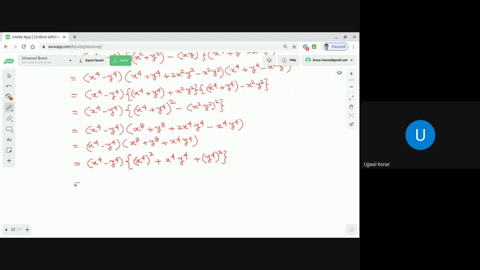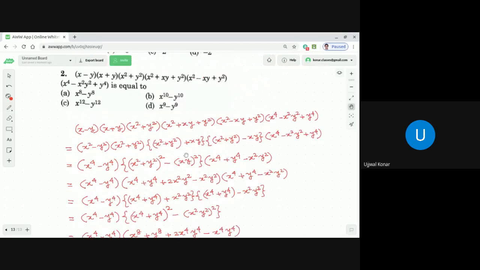So now let's recall that formula, a minus b into a square plus ab plus b square, as if a is x power 4 and b is y power 4. So what will it be? a cube minus b cube, correct or not? So x to the power 4 power 3 minus y to the power 4 power 3, that is equal to x to the power 12 minus y to the power 12. And we get the correct option as option C. Absolutely clear?